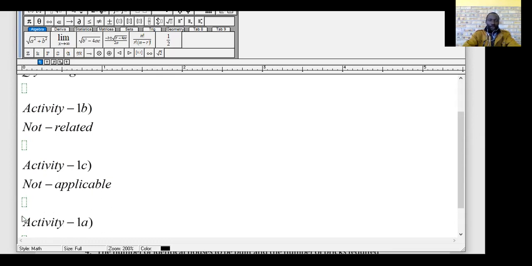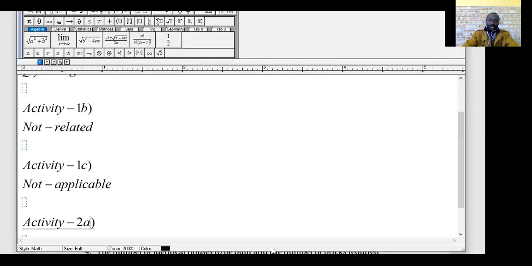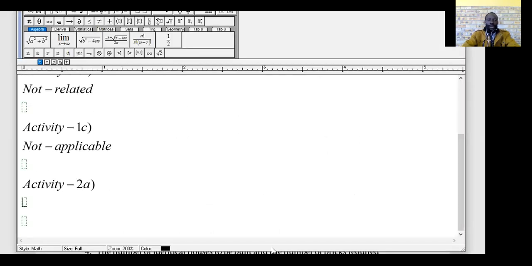In activity two, part A, what are we looking for? The number of calls you make and the airtime left on your phone. Okay, so there are two quantities there. The first quantity being the number of calls, the second quantity being airtime left, right? So let's have it down here. So we have two quantities.